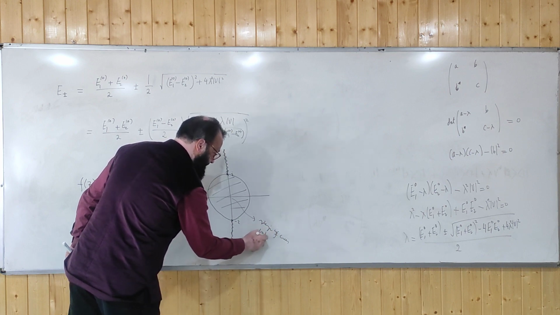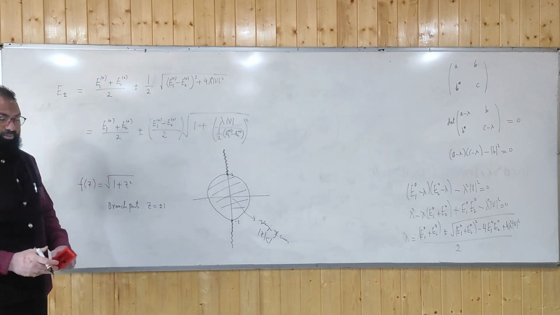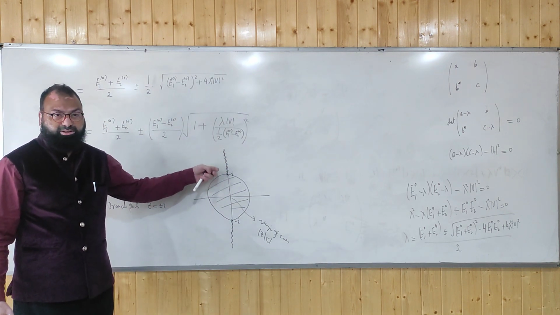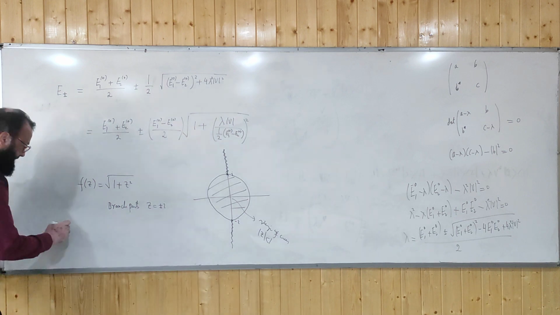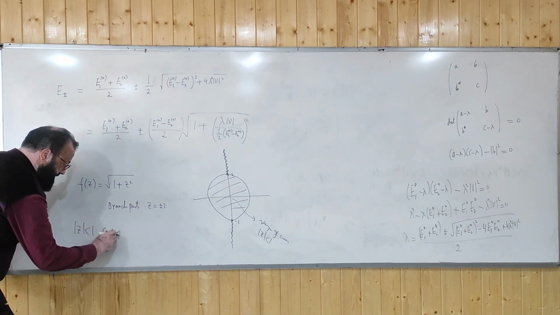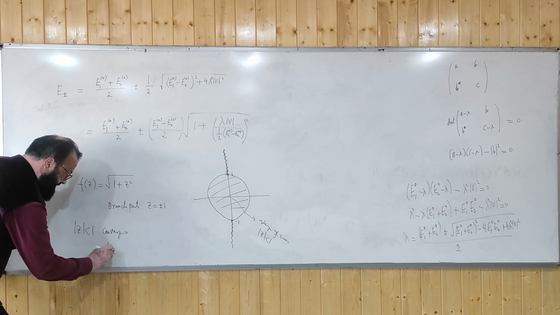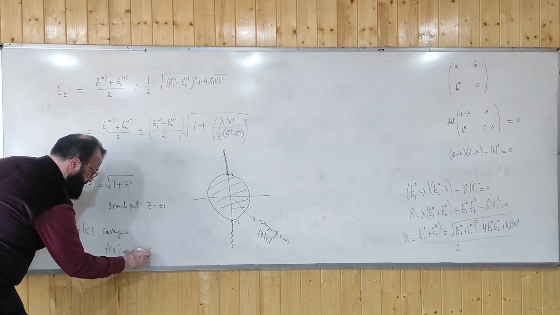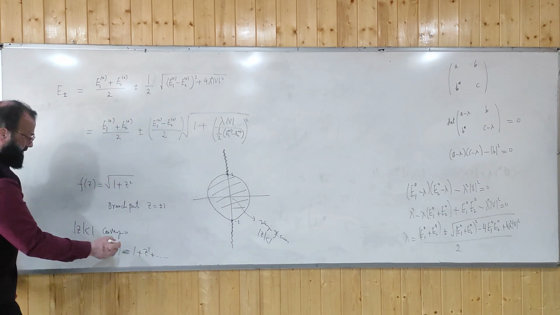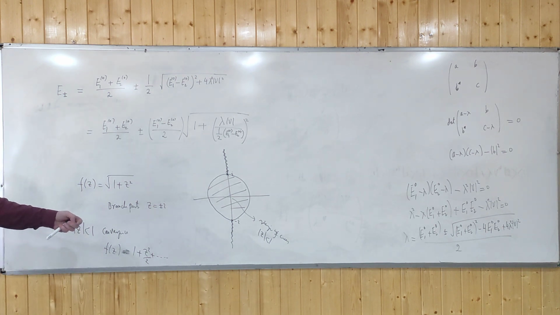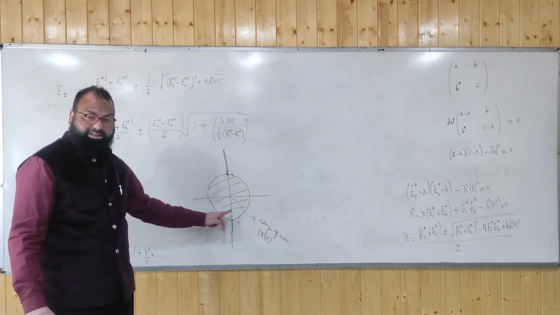So it exists when mod of z is less than 1. If mod of z is greater than 1, then it is not convergent. Clear? So you are having convergence only within this region. Then you can write this f of z equal to 1 plus z square by 2 and so on. Clear? Everybody got it? So you can only have convergence within this region.